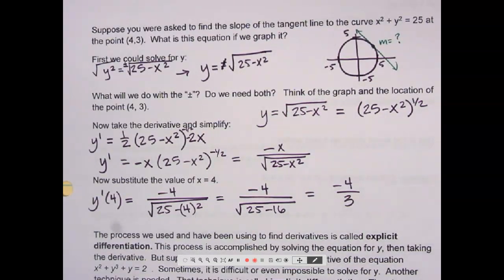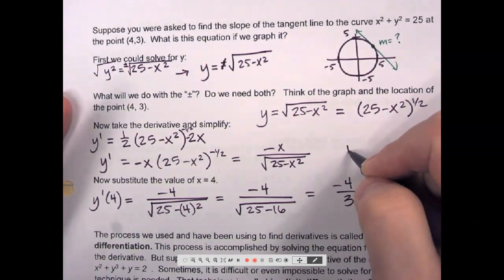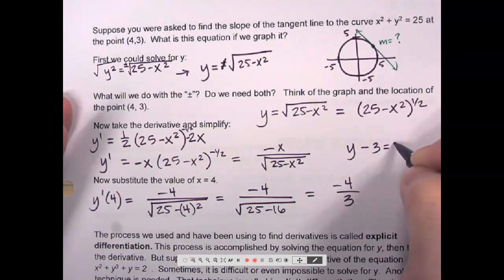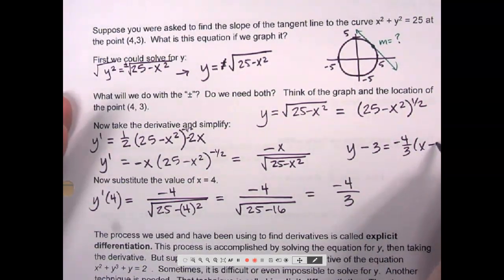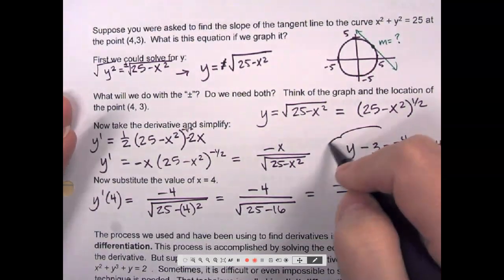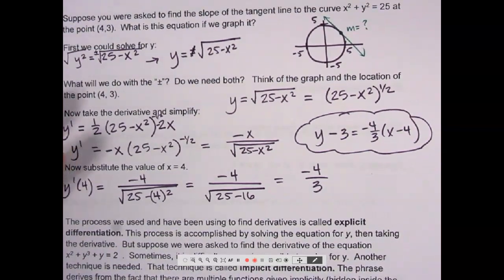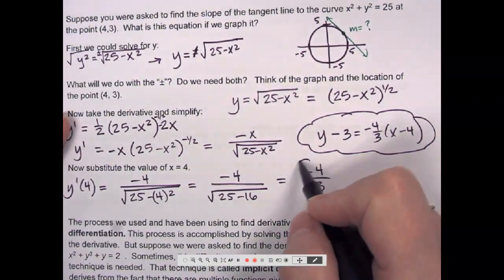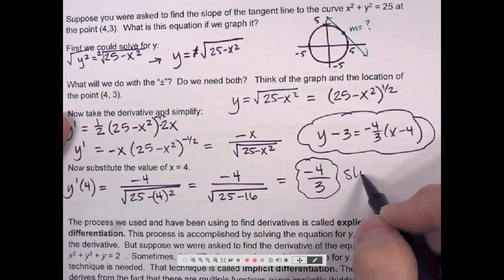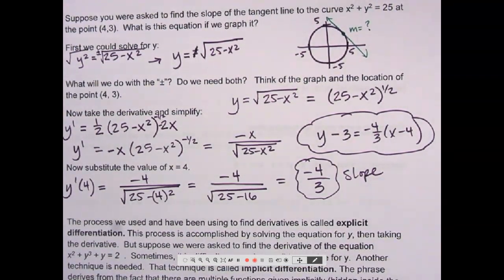Is everybody okay with that number? So now we write the equation of the tangent, which would be y minus 3 equals negative 4/3 times x minus 4. Now I don't think I asked us to write the equation, so here is the slope. Question on that? Okay, so that was a lot of work, really, wasn't it? We had to rewrite it, take the derivative, and rewrite it again.